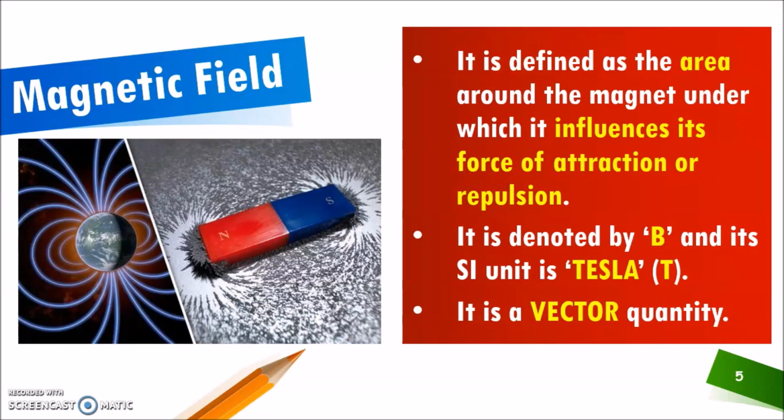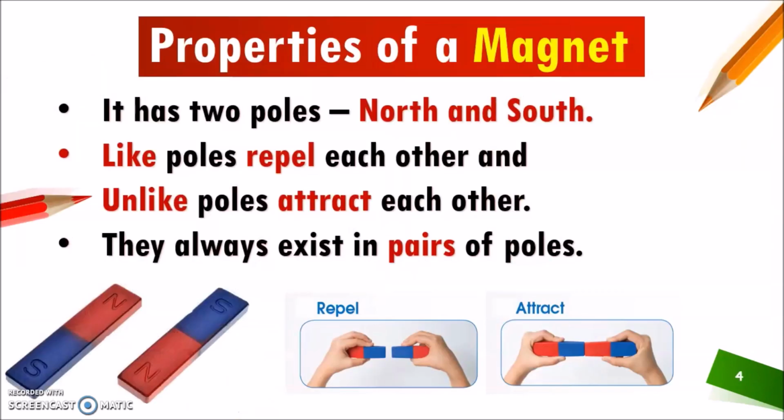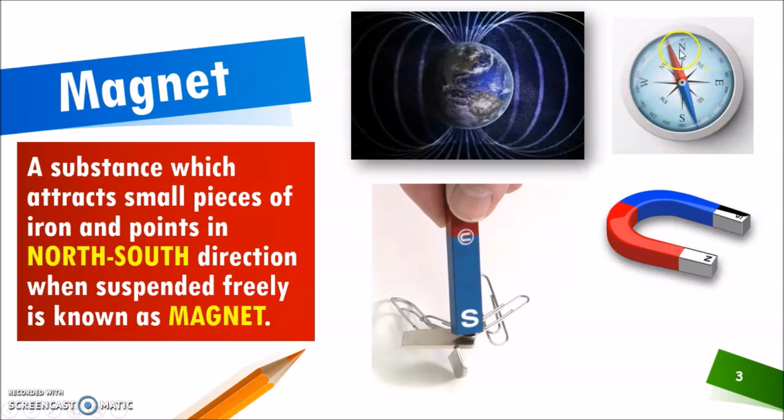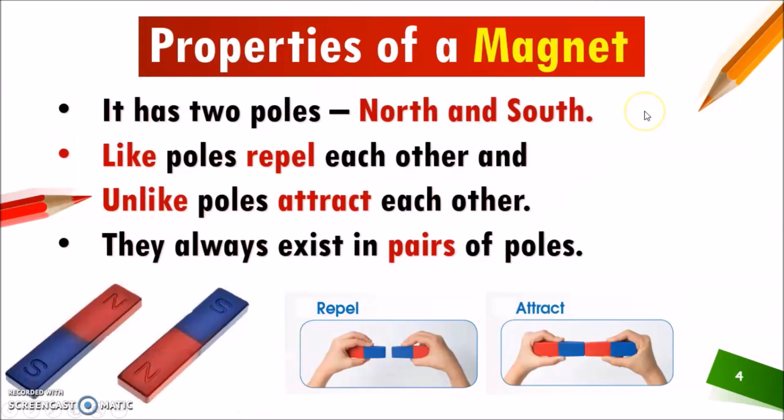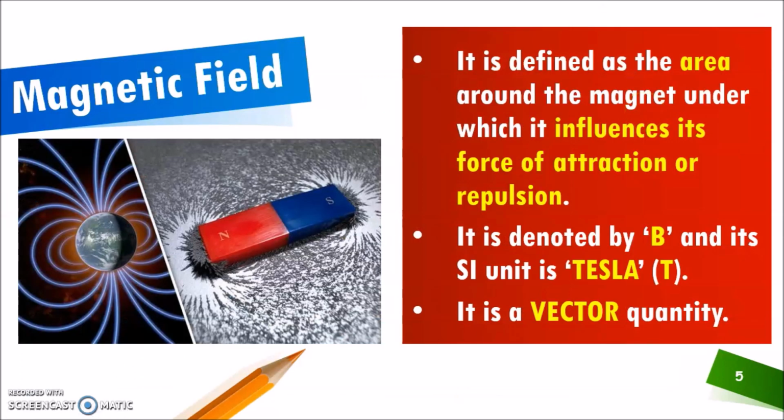Okay, now magnetic field. It is defined as the area around the magnet within which it influences its force of attraction or repulsion. It means it is the region around a magnet where the force of attraction or repulsion can be detected. Okay, students? And the magnetic field around a magnet can be detected by using a magnetic compass. This is our compass. So the deflection of this needle represents the presence of a magnetic field. Is it clear, students? Okay.